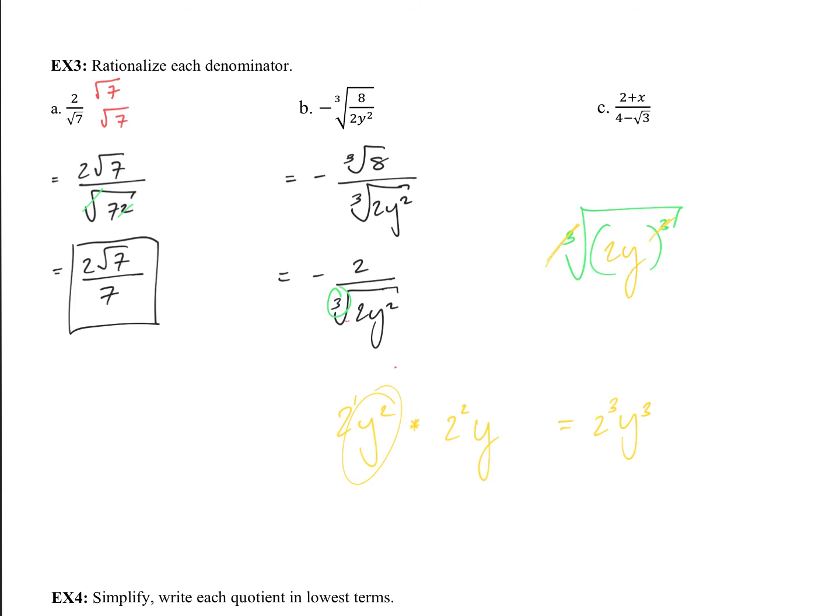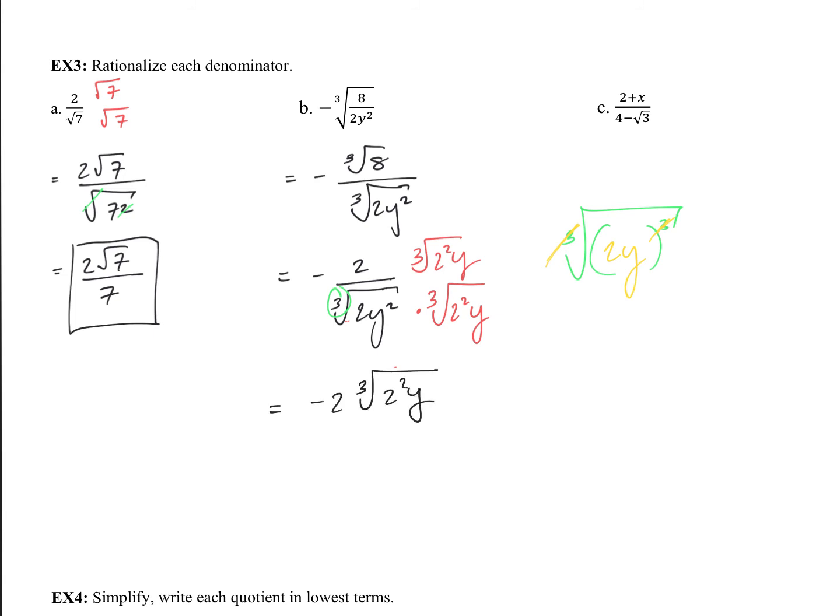So let's do that. We'll multiply the top and the bottom by the cube root of 2 squared y. Once again, why do we do that? I'm trying to create something that'll cancel with my index. Okay, so when I do that, I'll get negative 2 cube root of 2 squared y all over the cube root of 2 cubed y cubed.